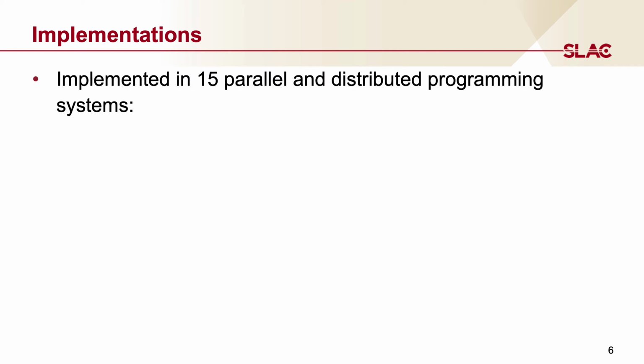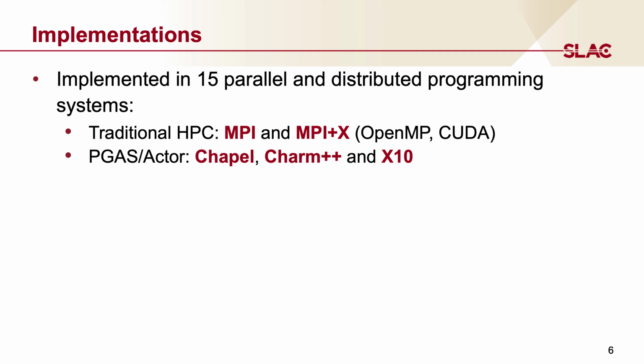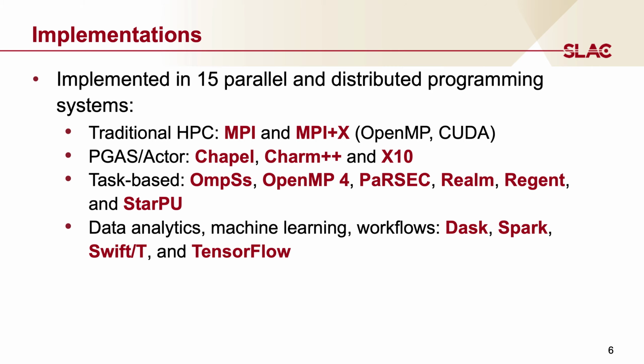We implemented TaskBench in 15 different parallel and distributed programming systems, including traditional message passing models for HPC, MPI and MPI plus X with OpenMP and CUDA, PGAS and actor models, Chapel, Charm++, and X10, a number of task-based models, including OmpSs, OpenMP version 4 with task dependencies, PaRSEC, Realm, Regent, and StarPU, and a number of models for data analytics, machine learning, and workflows, including Dask, Spark, Swift/T, and TensorFlow. And so we've covered a number of models used in HPC as well as some used more commonly outside of HPC.